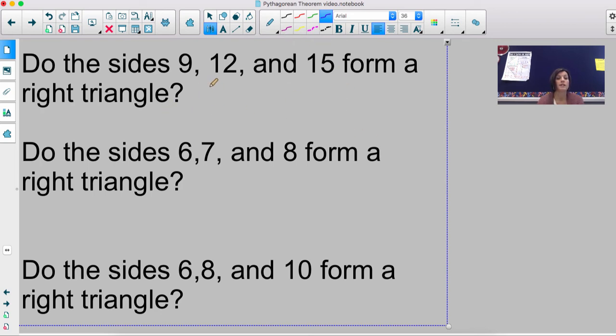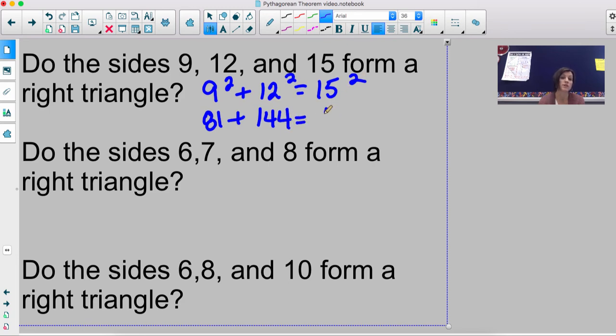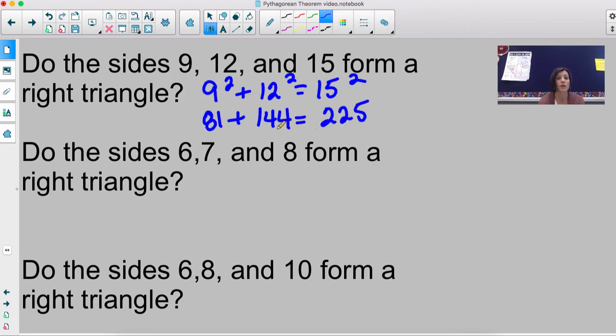Do the sides 9, 12, and 15 form a right triangle? The better you get at this theorem, the more you can recognize that 9, 12, and 15 are multiples of 3, 4, 5. So yes, indeed, it should work, but we're going to go ahead and prove that. Anyhow, 9 squared is 81, plus 12 squared is 144, is equal to 15 squared, which is 225. So 225 is equal to 225. We answer yes for problem 2.